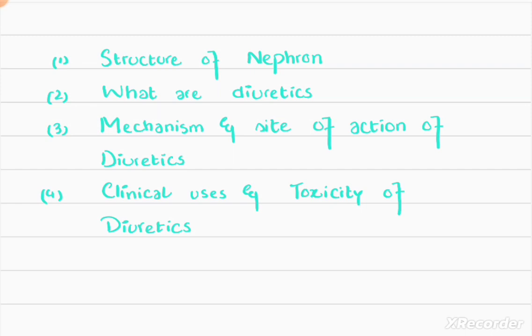I have given a brief introduction on diuretics, that these are the drugs that increase the urine volume in the body. Then we'll discuss the mechanism and site of action of different diuretics, and then there will be clinical uses and toxicity of diuretics. So we will cover all these topics in this video. So let's start with the structure of the nephron.